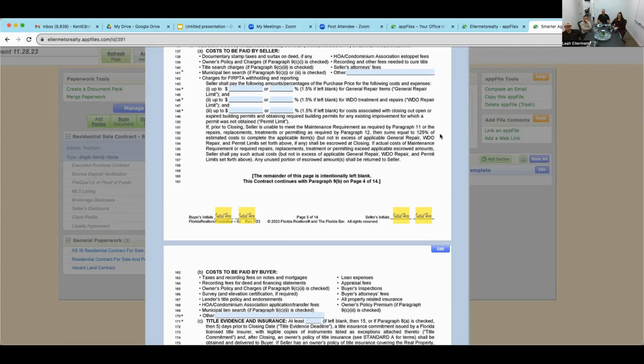When the work's done, it's paid out to them, and if there's remainders, then the seller will come out. Sellers shall pay amount of actual cost, but not in excess of a general repair amount. This does limit their amounts. So again, in my opinion, this helps the buyer and the seller in a home that things weren't done properly to do this contract.